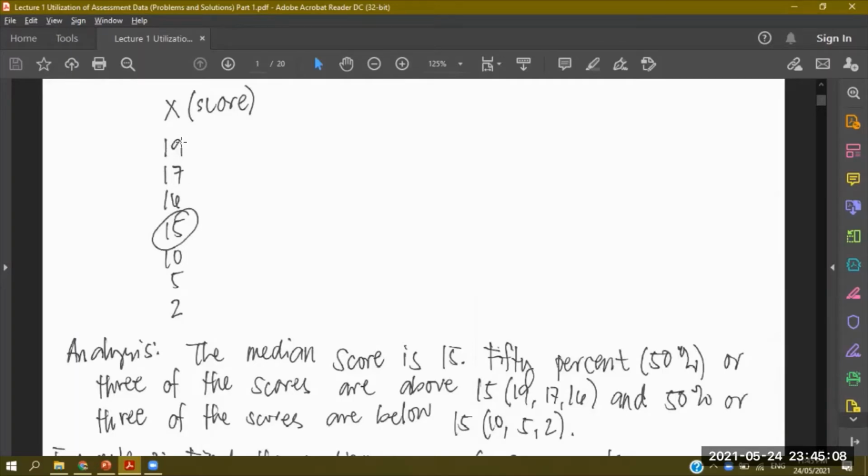So ano ito? We have 19, 17, and 16, and that is true. We have 3 scores here. And 50% or 3 of the scores are below 15. We have 10, 5, 2. So kung titingnan natin kanina, if we're going to count the scores below and above our median score, they have the same number of cases. If we count below 15, we have 10, 5, 2, 3 scores. If we count above 15, you also have 3 scores.